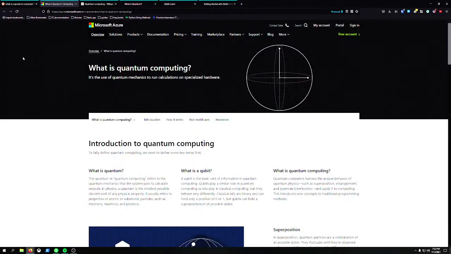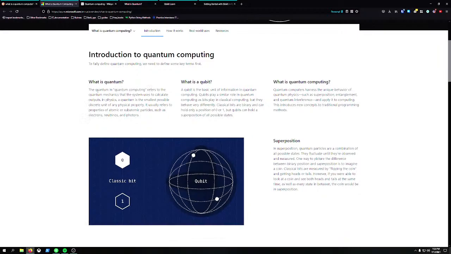Okay, so Microsoft Azure: what is a quantum computer? It's the use of quantum mechanics to run calculations on specialized hardware. Quantum computing refers to the quantum mechanics that the system uses to calculate outputs. In physics, a quantum is the smallest possible discrete unit of any physical property. It usually refers to properties of atomic or subatomic particles such as electrons, neutrinos, and photons. Then it covers what a qubit is, which differs from classical bits, which are represented in binary and can only hold 1 or 0. A qubit can hold a superposition of all possible states.